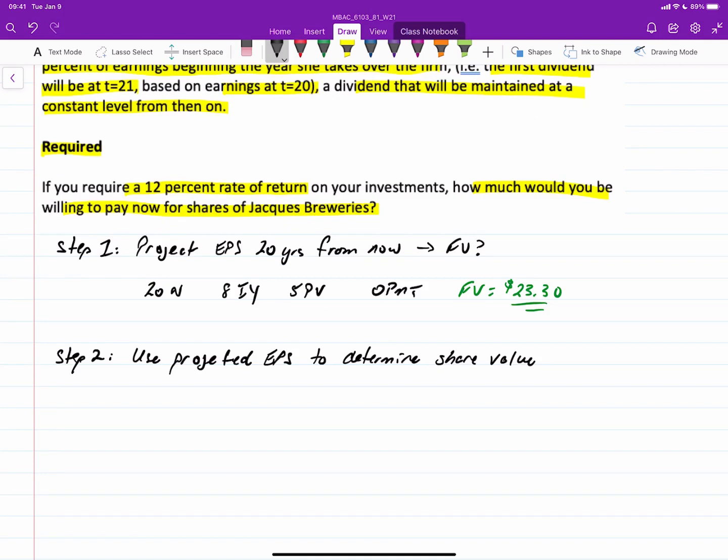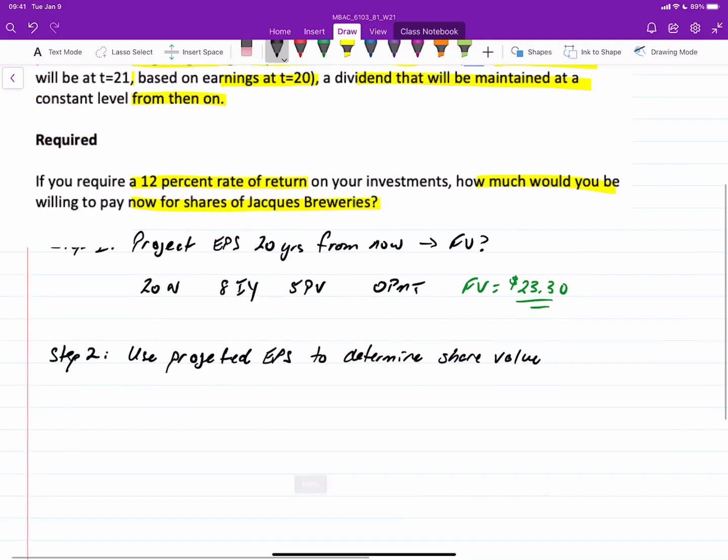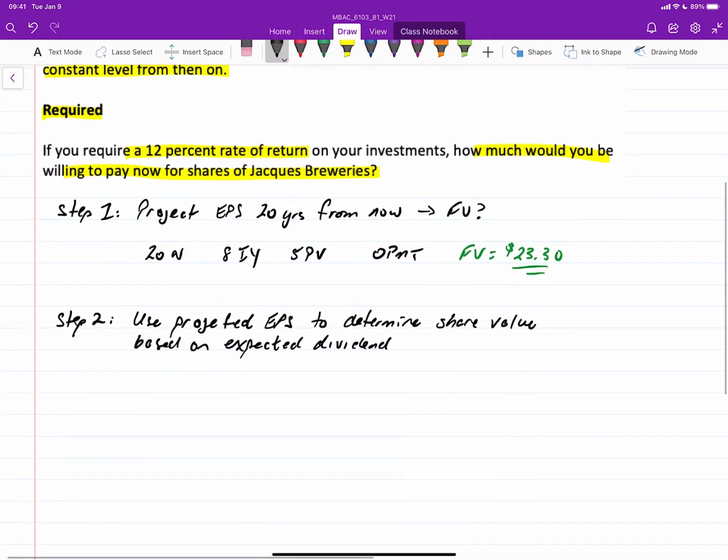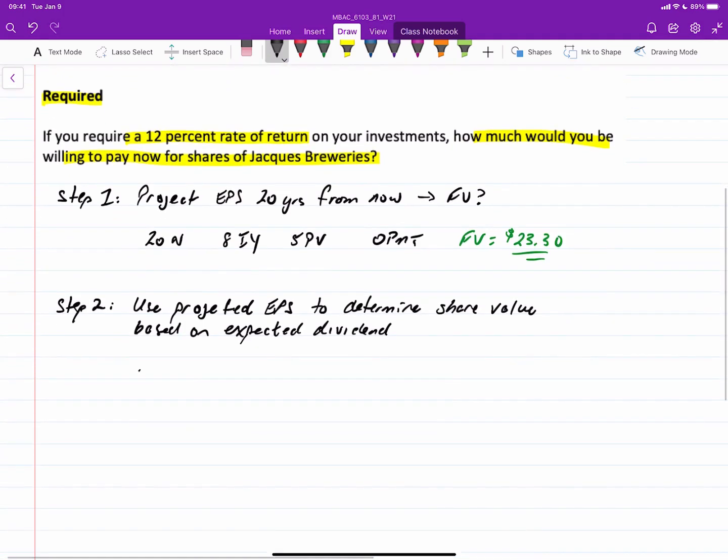Well, that's the first step. So step 2 is to use that projected earnings per share to determine what the share value is going to be 20 years from now based on the dividend that's expected to be paid. Well, because this is a zero growth problem, this is basically a situation where we have a perpetuity. So if we're looking to establish the price of the stock 20 years from now, that's going to be equal to the dividend divided by the rate of return.